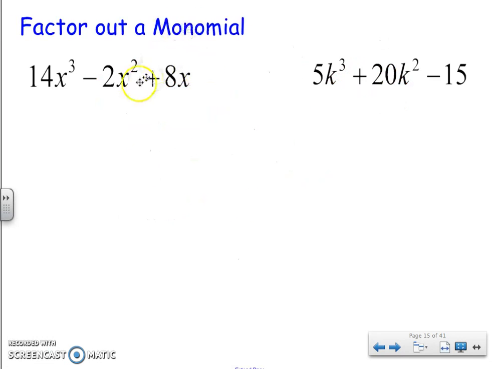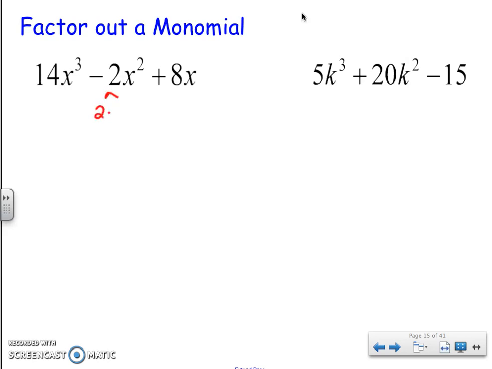Okay, here are 2 examples. So again, the first thing is to find your GCF. So the smallest number is a 2, and I know that's only 2 times 1. So let's check to see if my smallest number of a 2 can go into all of these. So does 2 go into 14? Yes. Does 2 go into 8? Yes. So my GCF is going to be a 2.